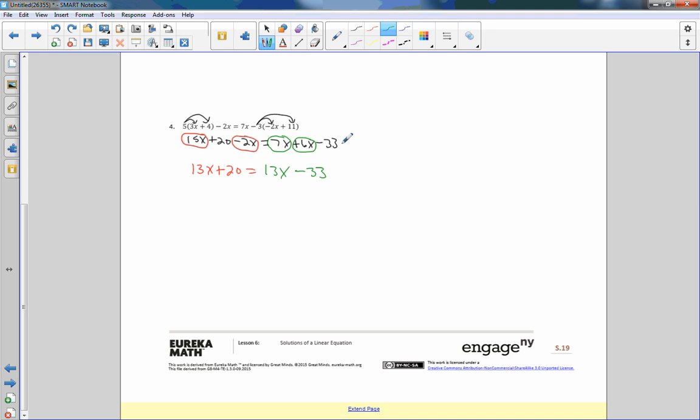Okay. Now I'm going to subtract 13x from both sides. And something interesting is going to happen here. Okay, so when I do that, 13x minus 13x is 0, and plus 20 is 20. 13x minus 13x is 0, minus 33 is negative 33. We have an equation that came out to be 20 equals negative 33, and everybody knows that they are not equal. So therefore, in this case, there is no solution.